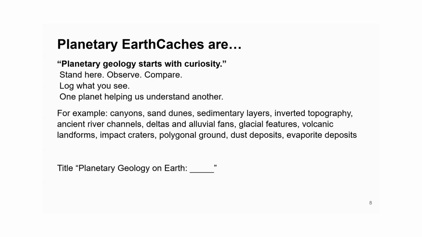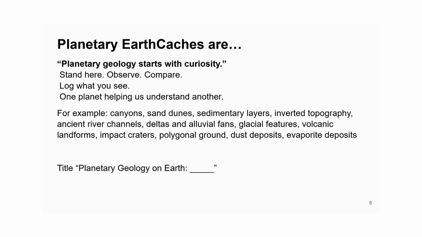So planetary Earth caches start with curiosity. You stand there, you observe, you compare, you log what you see, and what you learn about the geology on Earth will help you understand the geology of that other planet as well. And there's a ton of examples here. So we have canyons, for example, sand dunes, sedimentary layers, inverted topography. Basically, there's a whole host of geological phenomena that are both on Earth and on other planets as well.